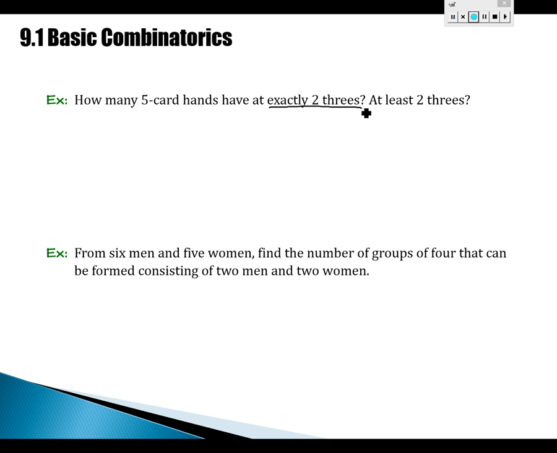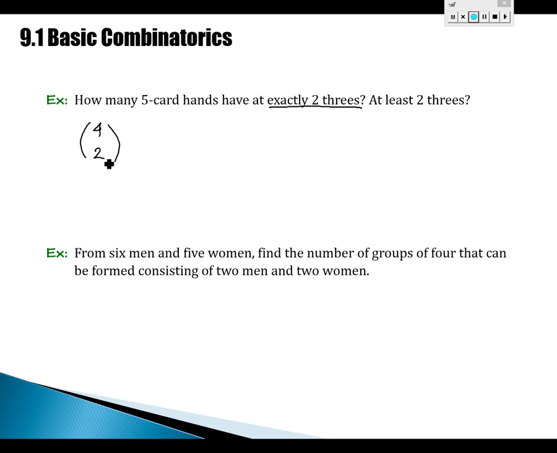Divide it into two piles, threes and non-threes. And from each pile, you have some decisions to make, wouldn't you? How many ways are there to choose 2 from the 4 threes? I don't know, but it's 4 choose 2, right? So that's what I'm doing in one pile. That's the number of ways if I have 4 threes to pick 2 of them.